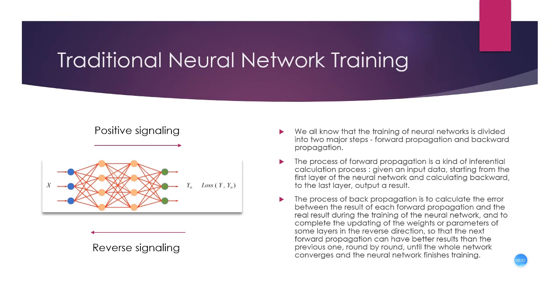The process of backpropagation is to calculate the error between the result of each forward propagation and the real result during the training of the neural network, and to calculate the updating of weights or parameters of some layers in the reverse direction, so that the next forward propagation can have better results than the previous one, round by round, until the whole network converges and the neural network finishes training.